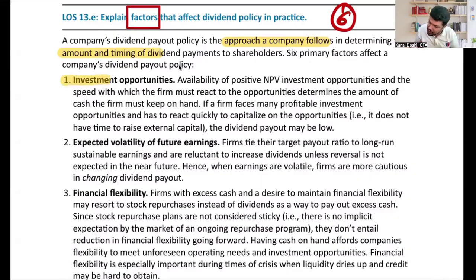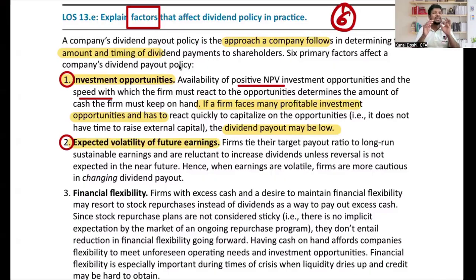Number one is based on investment opportunity. Tell me one thing, if there's a huge project coming up, will you prefer to pay more dividends or less dividends? Everyone in the class, correct? So if there is a huge opportunity coming up, then the companies will pay out less dividend. Perfect.